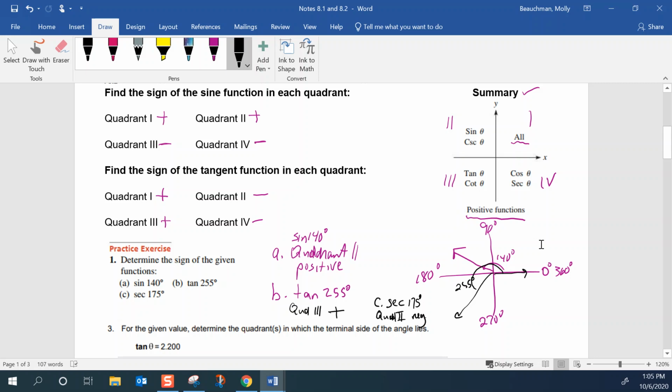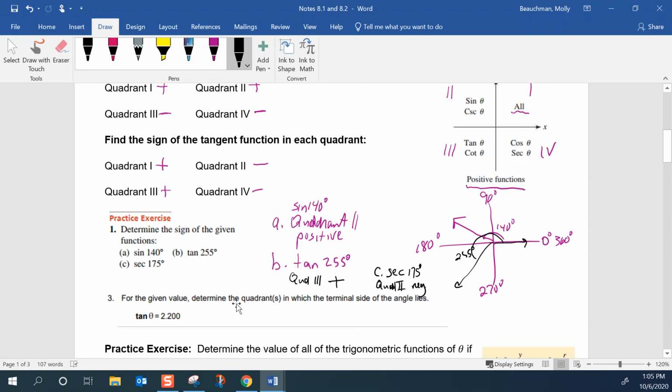All right, the next example, it says, for the given value, determine the quadrant or quadrants in which the terminal side of the angle lies. We're given that the tangent of some angle, we don't know what it is, is 2.2. So that's a positive value. So we take a look and write down all the places where the tangent is positive. So first quadrant, everything is positive. So this could be in quadrant 1, or it's also positive in quadrant 3. So this angle could lie in quadrant 1 or quadrant 3. It has a positive tangent.